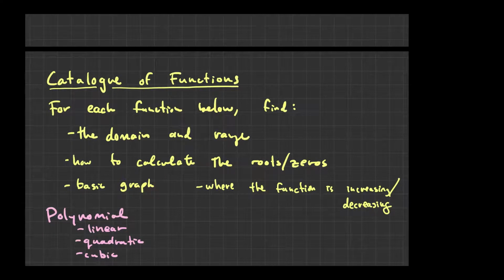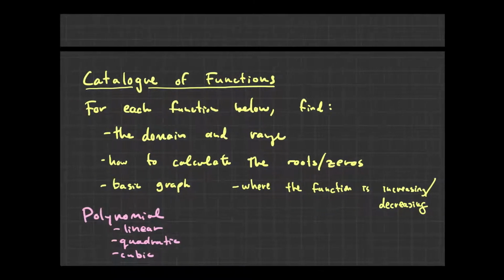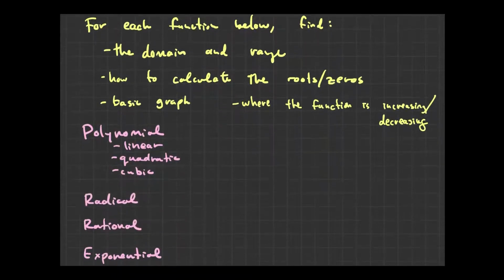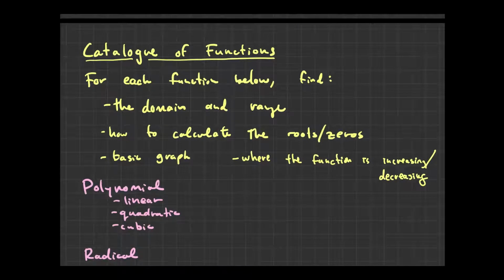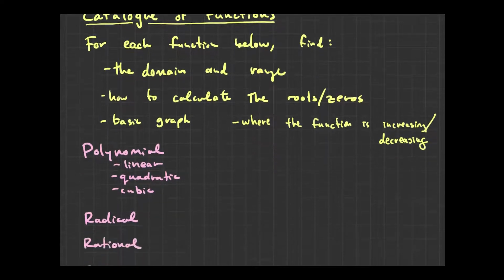These are the functions that I would like you to tell me about. Polynomial functions, in particular 3 really important polynomial functions: linear functions, quadratic functions, and cubic functions. I'd like you to tell me about radical functions. Those are the square root and the cube root types of functions. So tell me the domain, the range, how to calculate the roots or the zeros, the basic graph, and where that function is increasing and decreasing for radical functions.